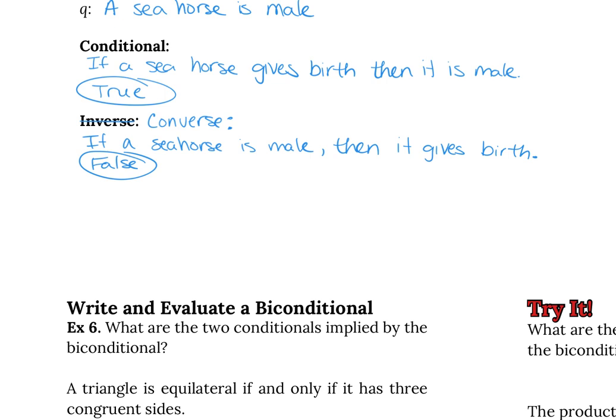Okay, so if both the conditional and the converse don't have the same truth value, then the conditional is false. So because the conditional and the converse don't have the same truth value, one is true, one is false, then the biconditional is false.